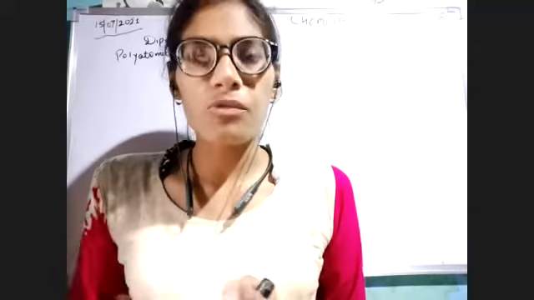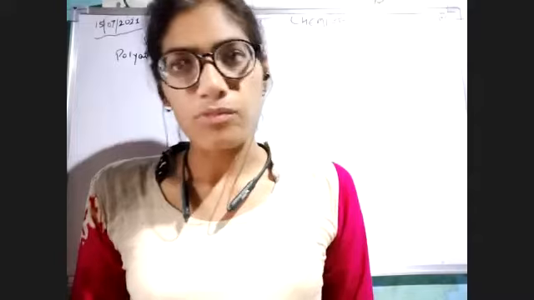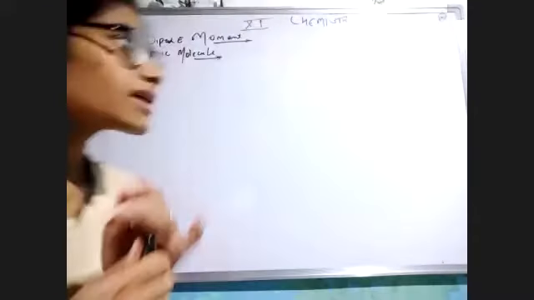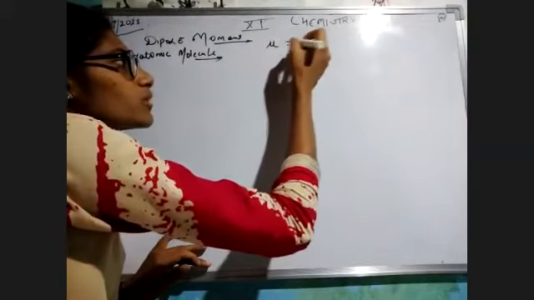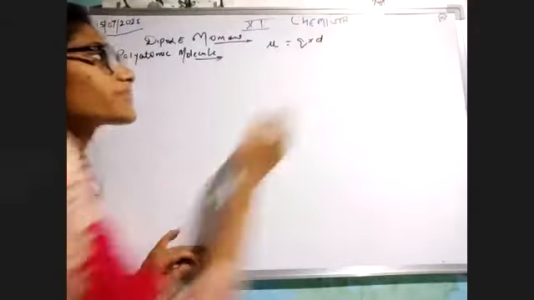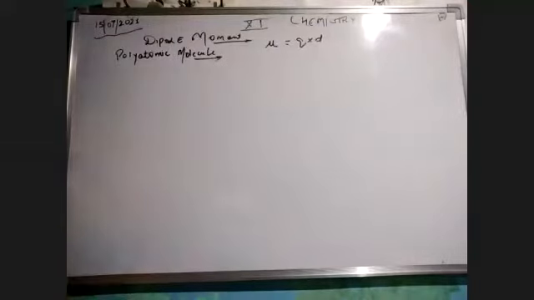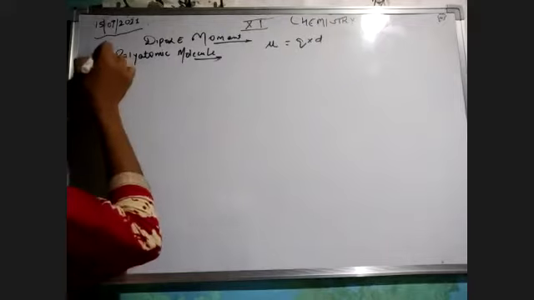In the previous class, whenever there are two atoms and there is an electronegativity difference between them, then according to the polarity, we will calculate the dipole moment. Clear? This we have all done. I have told you that dipole moment is mu equals Q into D, where Q is the charge and D is the distance between the two. All right. Now move to the next topic, that is polyatomic molecules.